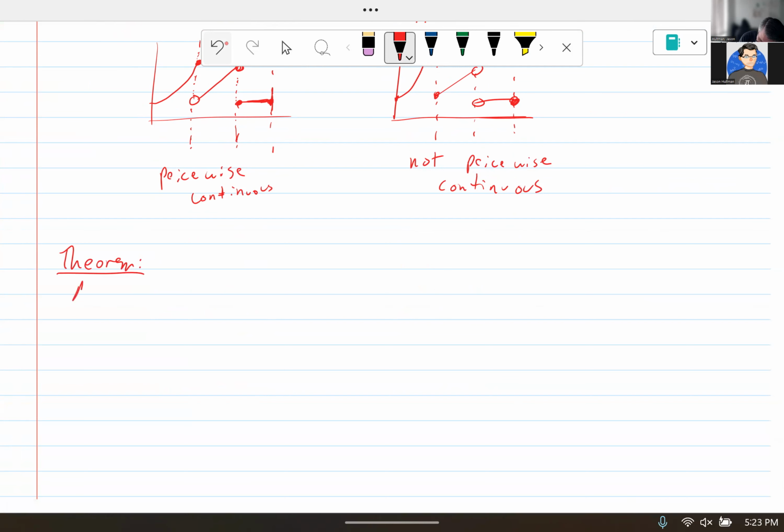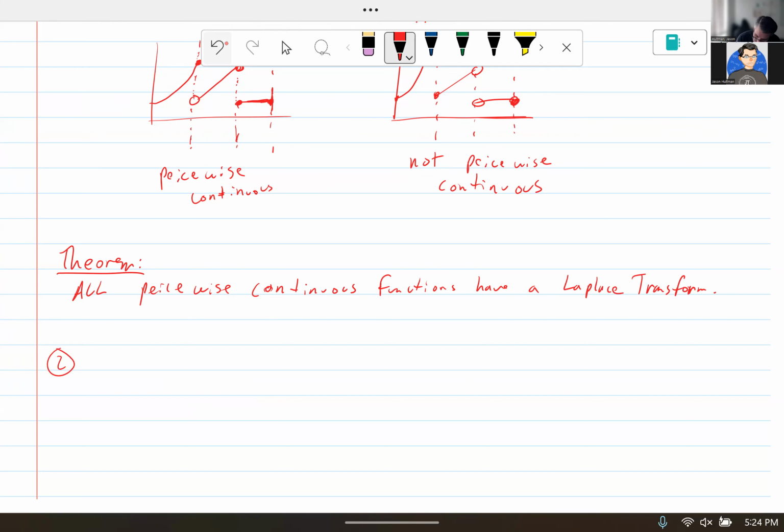Okay, theorem. All piecewise continuous functions have a Laplace transform, because in between the pieces we have really nice functions. No weirdness going on. Okay, so example number 2.